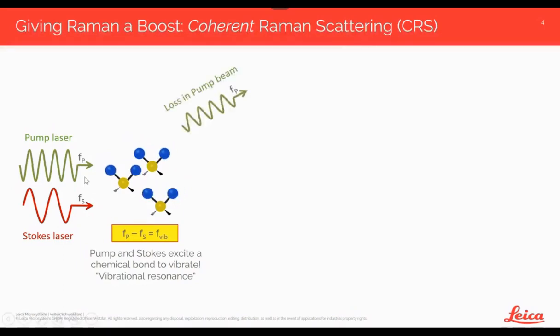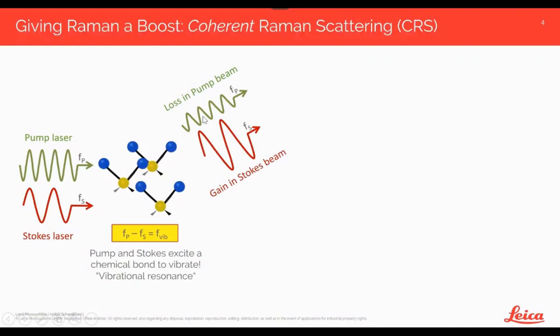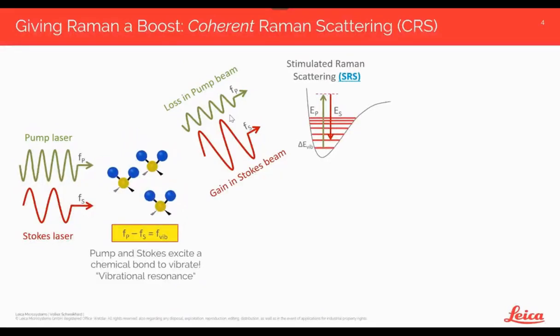Now, as a consequence, by energy conservation, we are depositing energy into the sample of molecules. Some energy has to be lost from the higher frequency pump beam and is being redistributed into the lower frequency Stokes beam. And those intensity changes, as a consequence of the excitation of the molecules to a vibrating state, can be measured, and they serve as our image contrast in the process of stimulated Raman scattering.